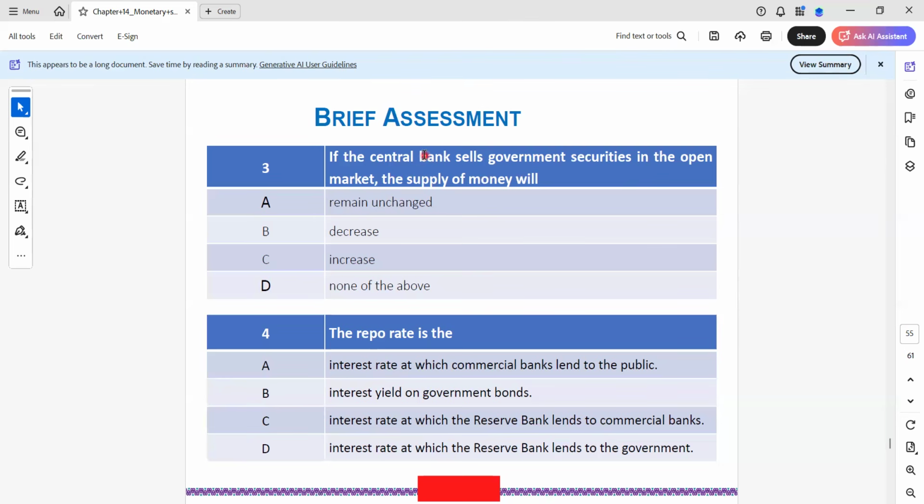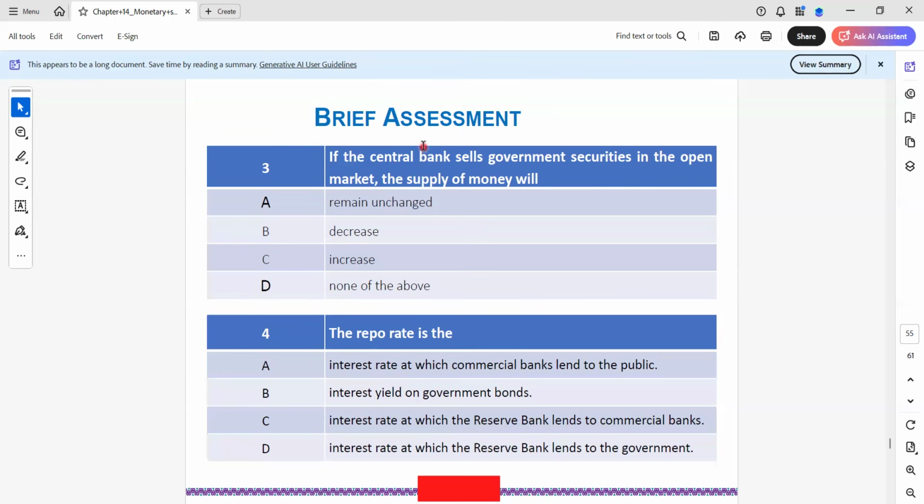The money that is in circulation will decrease because commercial banks are going to give this money to the central bank, and the central bank will give them what? The certificate. So what was the question? If the central bank sells government securities in the open market, the supply of money is going to decrease. Right. So the answer here is B.